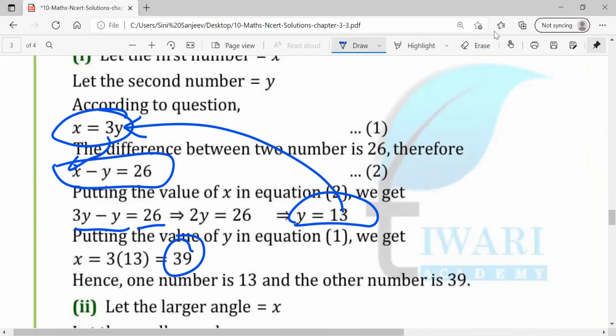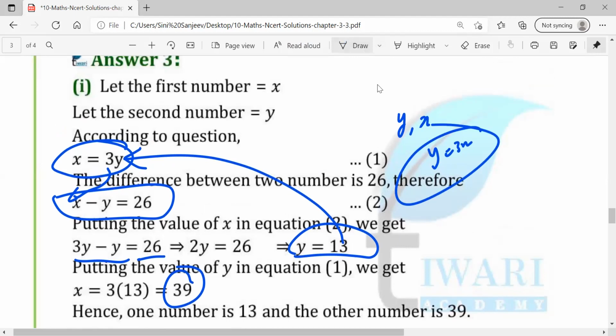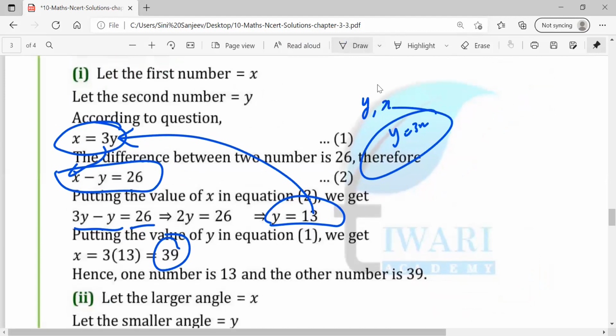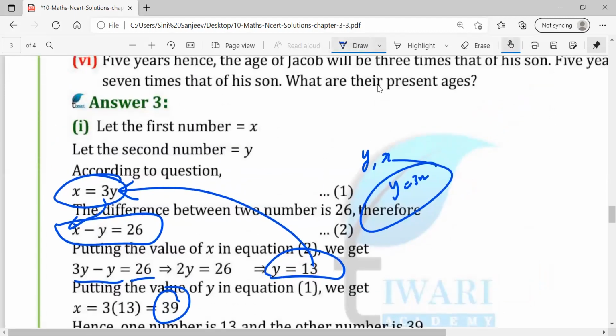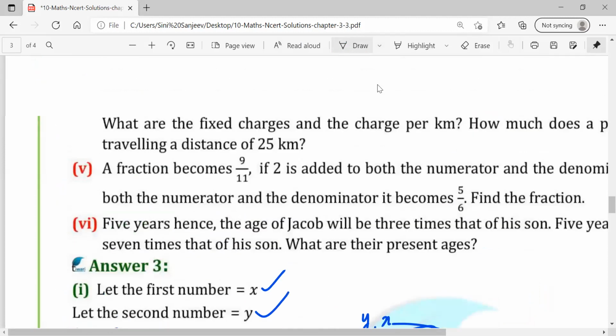Clear? Even if you want, you can interchange also. You can take y as the first term and x as the second term, then y is equal to 3x, and you will get 13 also. It will depend upon your choice. So do not memorize anything; I hope everyone understood the logic. Here they have taken the first number as x and the second number as y. That's the only thing. This is a very easy question.